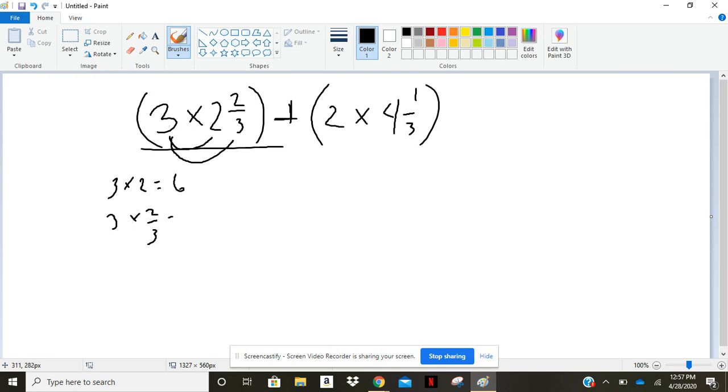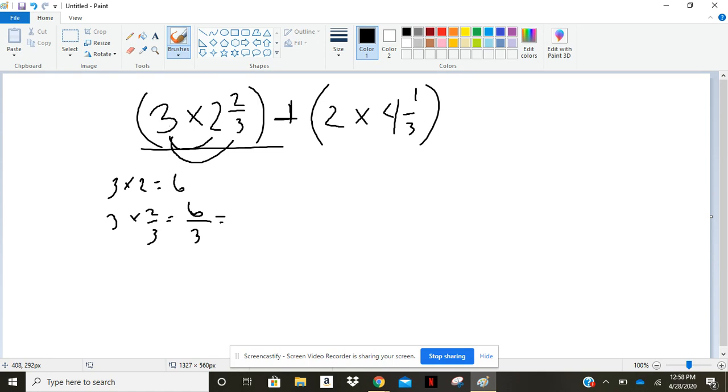2/3 I'm going to do, and remember you multiply the whole number by the top number. So 3 times 2 is 6. Sorry, this is hard to read. And then the 3 stays the same. The denominator stays the same, so that just moves over. So then I have 6, and then I have 6/3.